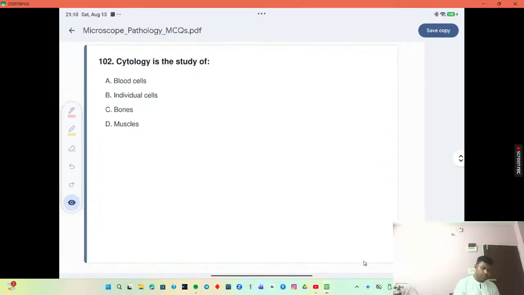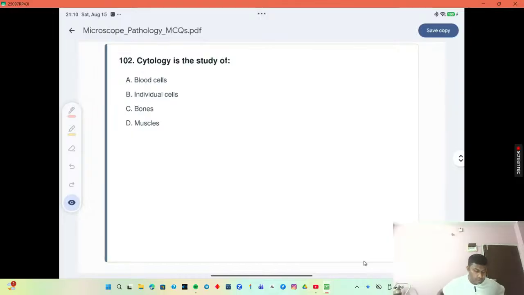So here the question is given as cytology is the study of. Cytology is the study of individual cells. It is not the study of blood cells, it is the study of individual cells. So what do you mean by cytology? Cytology means the study of individual cells, and you have to remember it by heart.